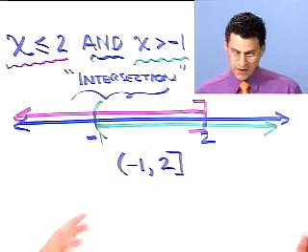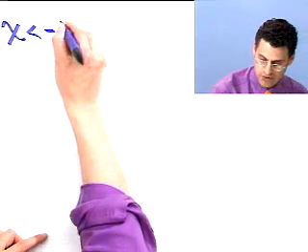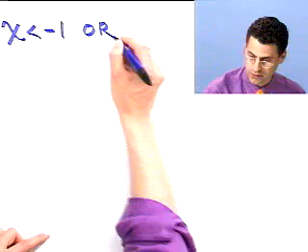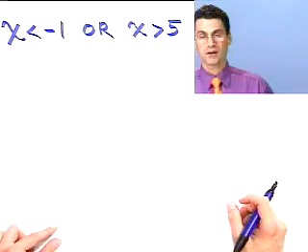Now, the other possibility is that we look at something that is an or kind of problem. Let me show you an or kind of problem. Let's consider the following collection of inequalities. X less than minus 1 or x is bigger than 5. Well, what's the solution to this look like? Well, what does or mean?